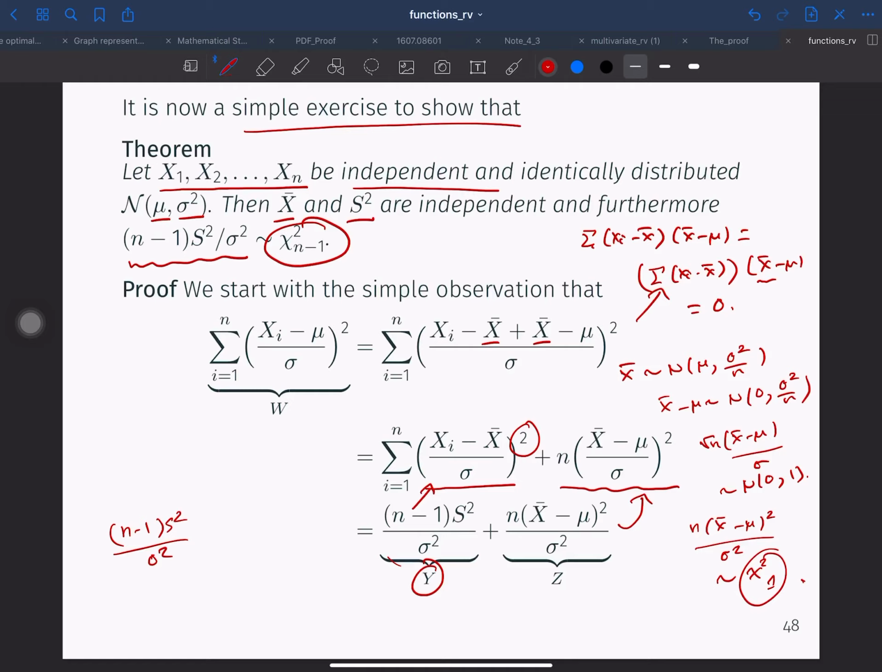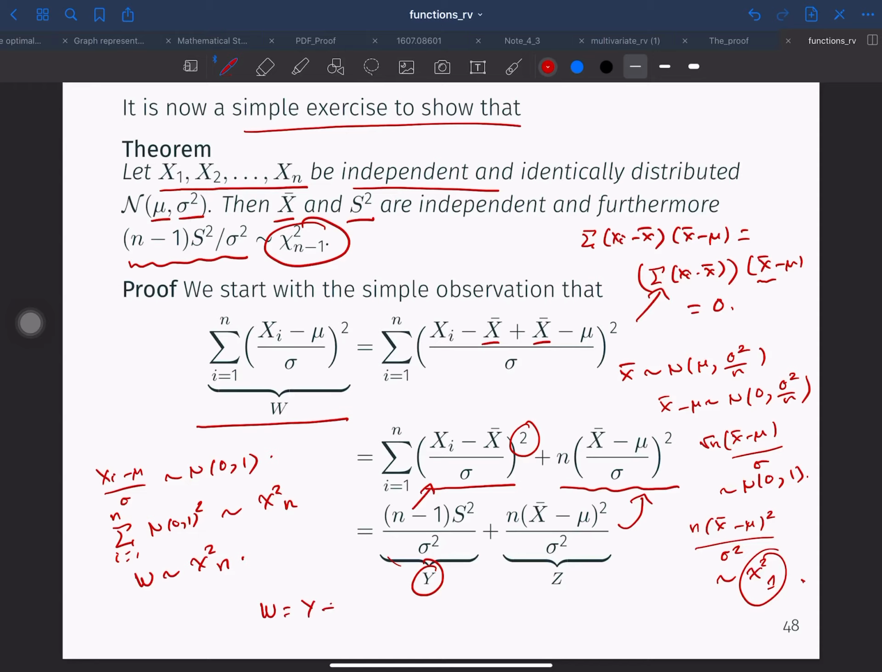Let's look at this term here. This term is once again quite simple. Xi minus mu over sigma is normal 0, 1. Because they're independent, this is just a sum of independent normals squared. And so this is chi-squared with n degrees of freedom. So W is chi-squared with n degrees of freedom. And now we have W is equal to y plus z.